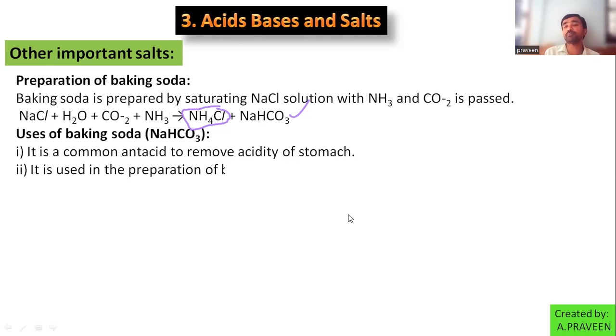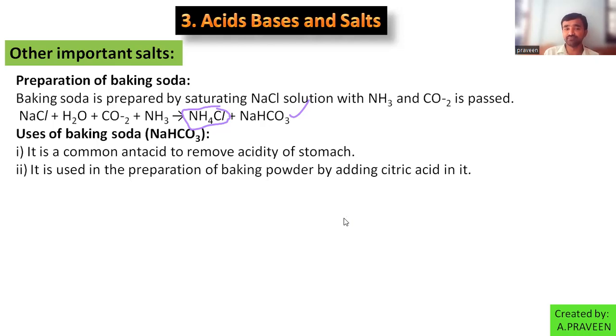It is used in the preparation of baking powder by adding citric acid. So its concentration will be decreased somewhat by treating with citric acid.